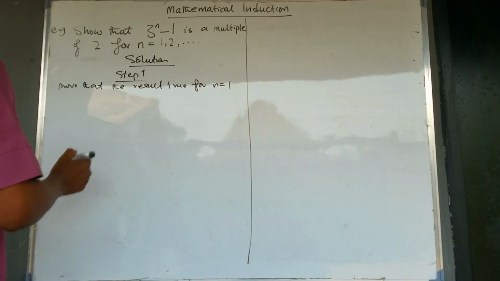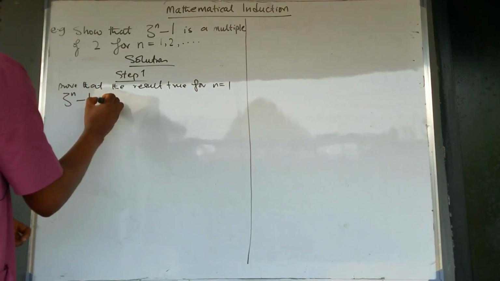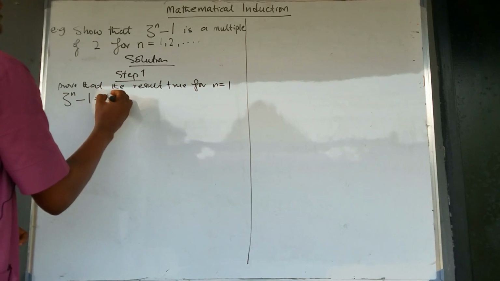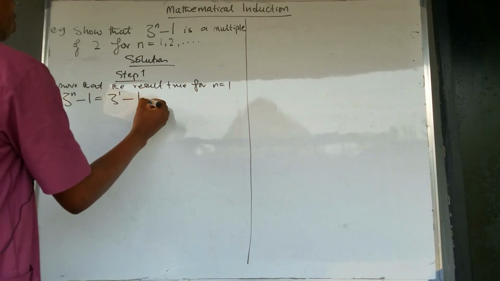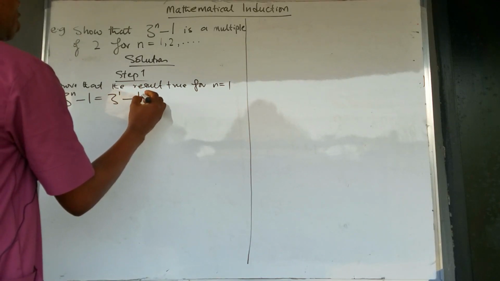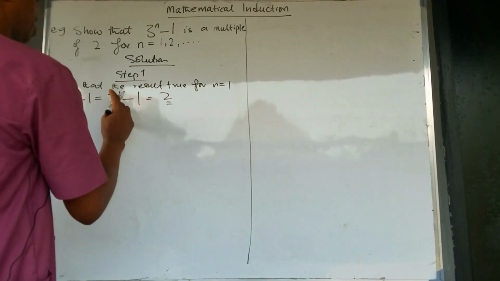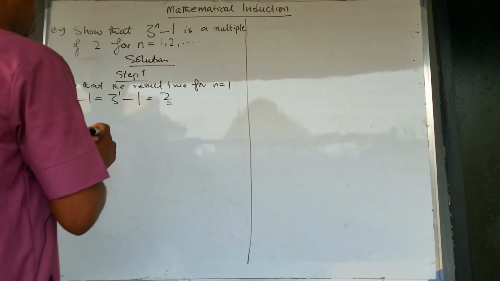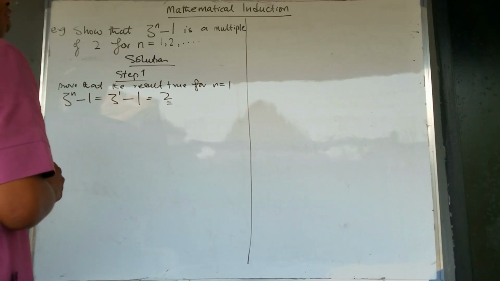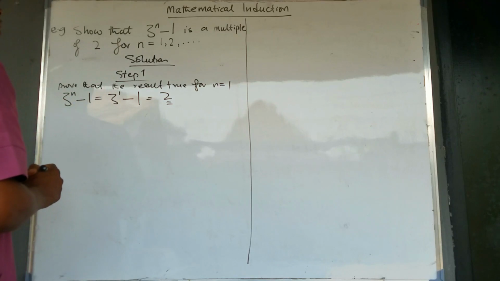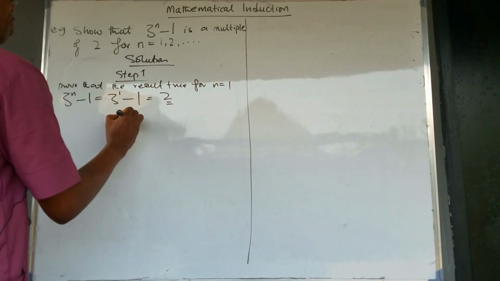How do I prove that? I will simply write 3 raised to the power n minus 1. I will now substitute n with 1, so it becomes 3 raised to the power 1 minus 1. That will give me 2, because 3 minus 1 is actually 2. So we can see that from step 1, the result is actually true for n equal to 1. Then I'll move straight to step 2.